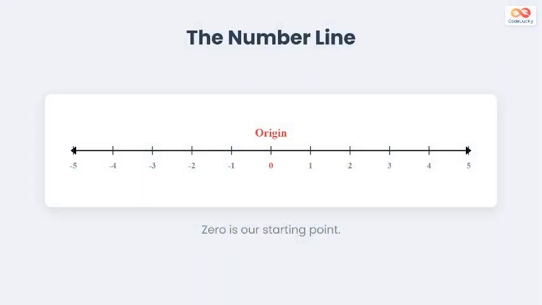Let's look at a standard number line. We have 0 in the middle, which we call the origin. Positive numbers go to the right, and negative numbers go to the left. Absolute value is all about measuring the physical gap between any specific number and that central 0 point.